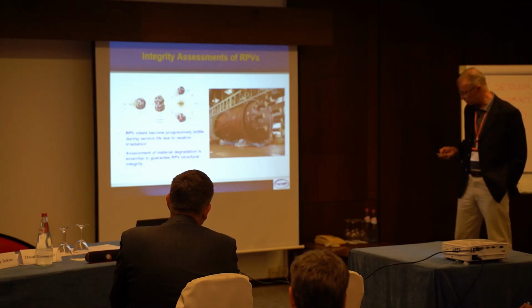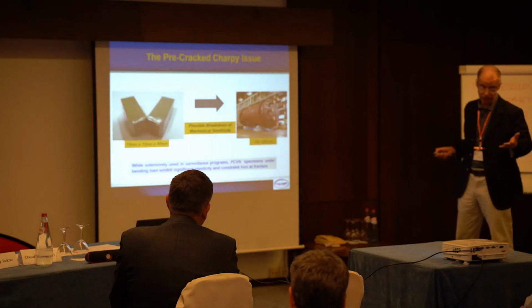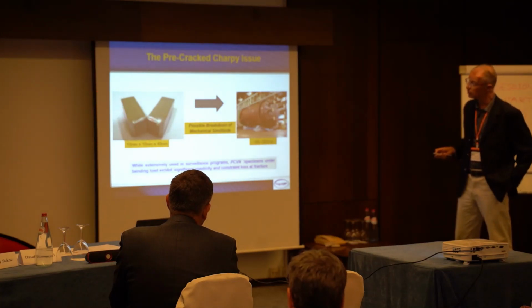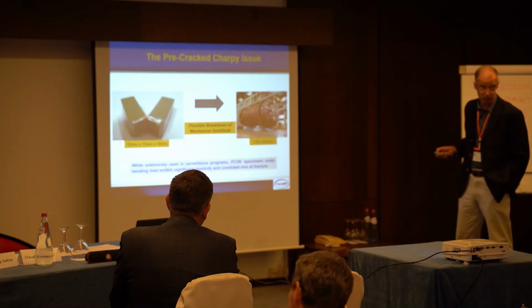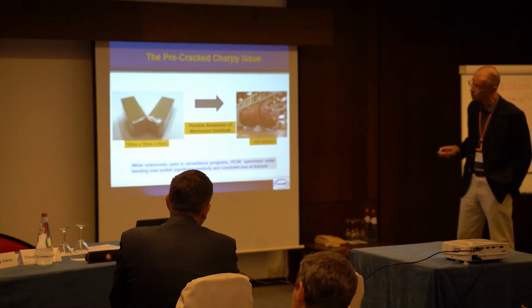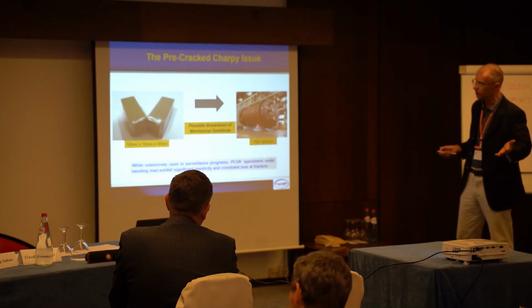Okay. So traditionally, this is done in conventional surveillance programs using a 10 by 10 Charpy specimen. So this is a Charpy geometry tested in three-point bending. These are 10 millimeter specimens, and the goal here is to assess the structural integrity of a vessel which is 150, 200 millimeters thick. So the scale is very different.